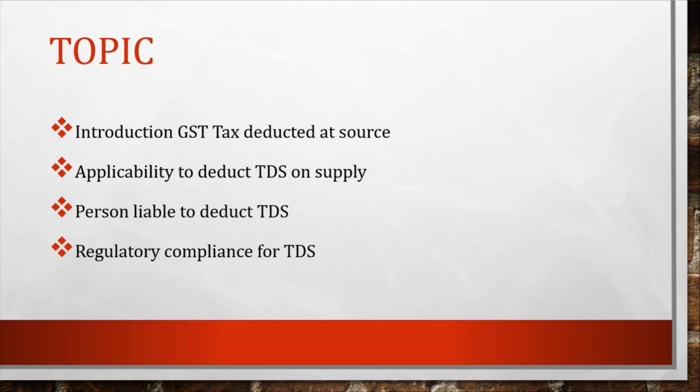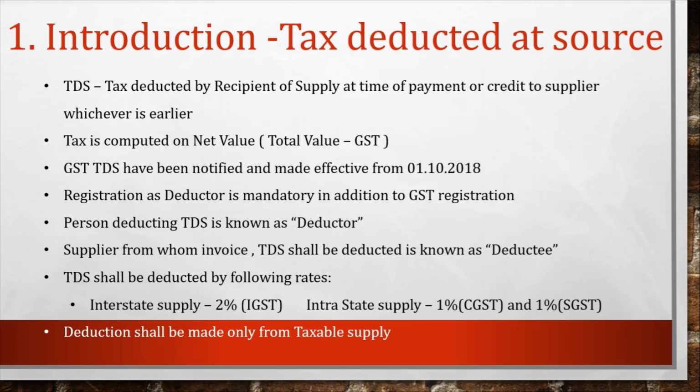So let's start. Topic number 1, introduction, tax deducted at source. First of all, we have to understand what TDS is. TDS is the tax which is deducted by the recipient of supply of goods or services when he makes payment to the supplier or credits such amount in his books, whichever is earlier. Number 1, who is the recipient? The recipient is basically our customer to whom we are providing our services or supplying our goods.